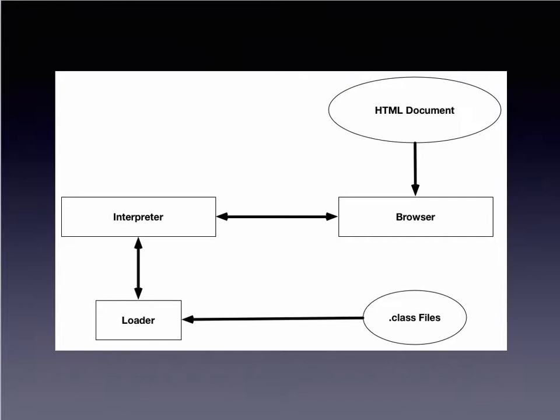So here's an example of how an applet might work. An applet is usually a Java application or script within an HTML document. The browser reads the document, interprets it, finds that based on a user's action that a JavaScript must load or a Java application must load, and the loader goes out to the .class files location, pulls in the applet, and executes it.